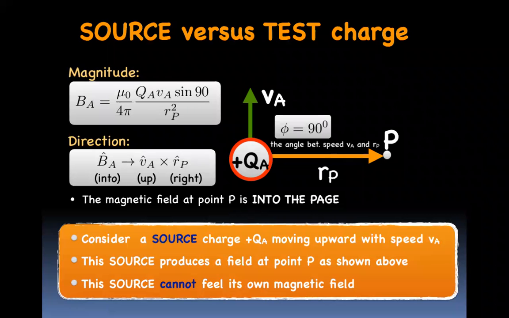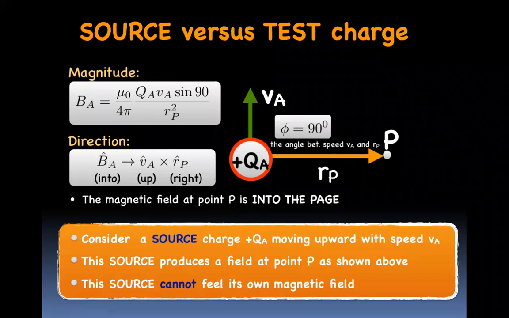Now at this point, we are now to identify the difference between the source and the test charge. The source charge is the one that produces the field, whereas the test charge is the one that feels the magnetic field produced by the source charge.